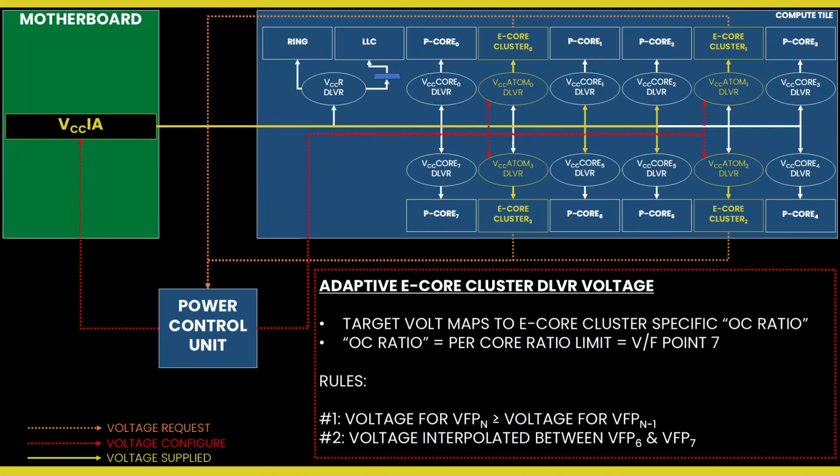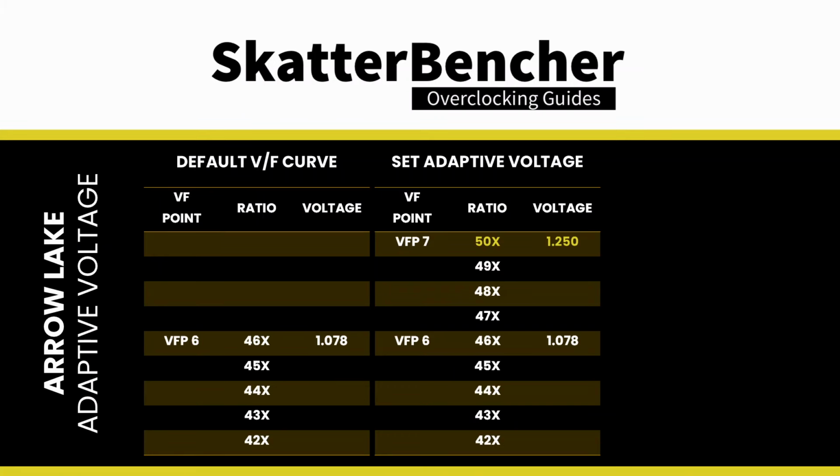Rule number 2. For ratios between the OC ratio and the next highest factory-fused VF point, the voltage is interpolated between the set adaptive voltage and the factory-fused voltage. Let's say we configure the E-core VF OC point to 50x and 1.25 volt.